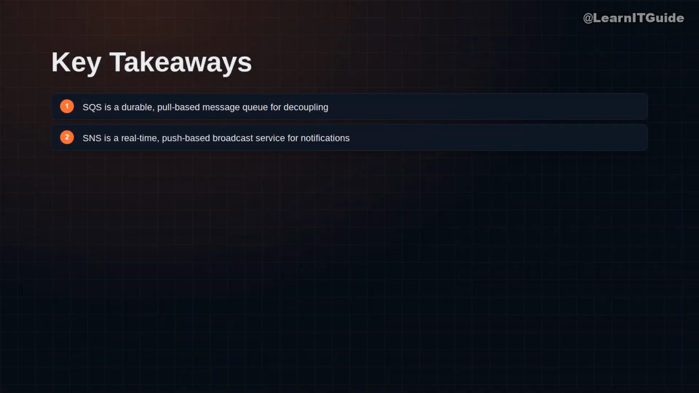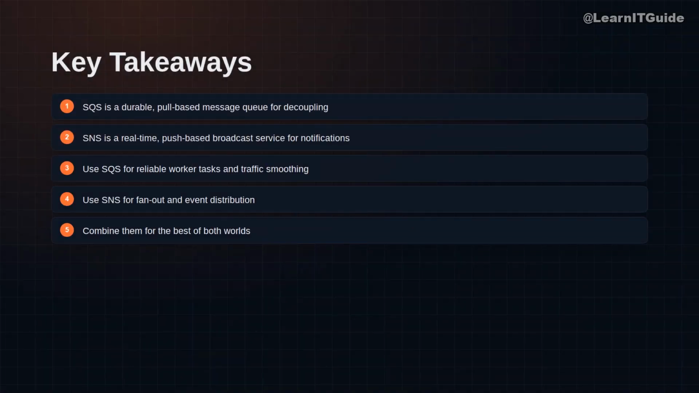To recap, remember that SQS is your durable mailbox for point-to-point work, while SNS is your broadcast tower for one-to-many events. Use SQS to smooth out spikes and guarantee processing. Use SNS to trigger multiple systems simultaneously. And whenever you need reliability in a pub/sub model, just chain them together. These two tools are not competitors, they are partners in a well-architected cloud system. These are the core concepts to carry forward from this video.